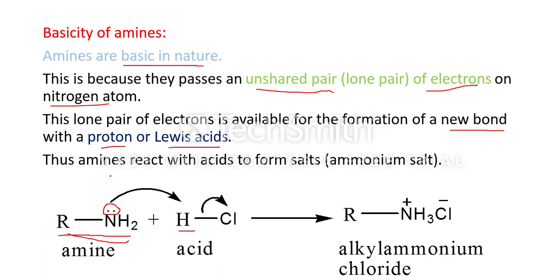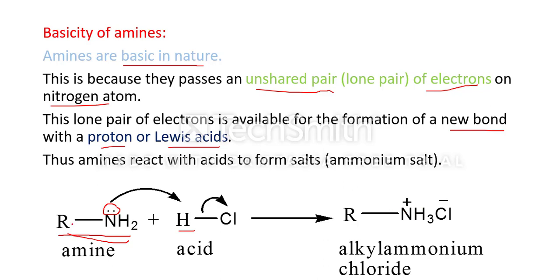Next, amines react with acids. These amines react with acid to form a salt. This is a salt, ammonium. Generally the salt is called an ammonium salt. The hydrogen accepts the lone pair of electrons and forms a new bond with the lone pair of the nitrogen in NH2, giving the formation of R single bond NH3.